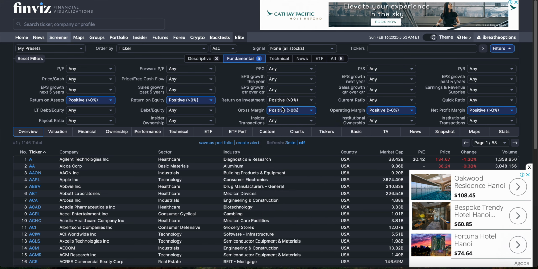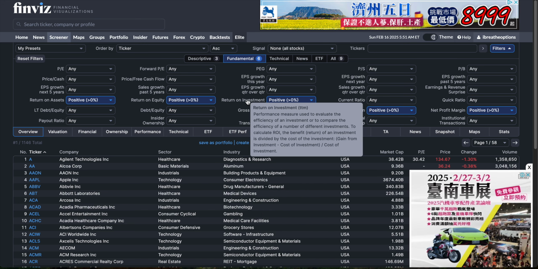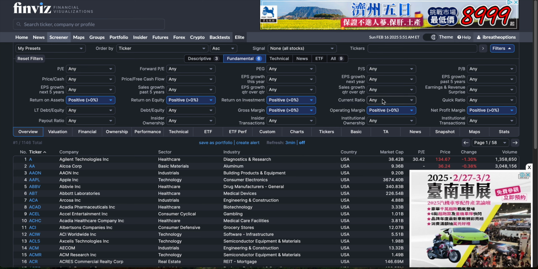Same for return on investment. It's a performance measure used to evaluate the efficiency of an investment or to compare the efficiency of a number of different investments. So definitely the more positive the ROI is, the more preferred it is.